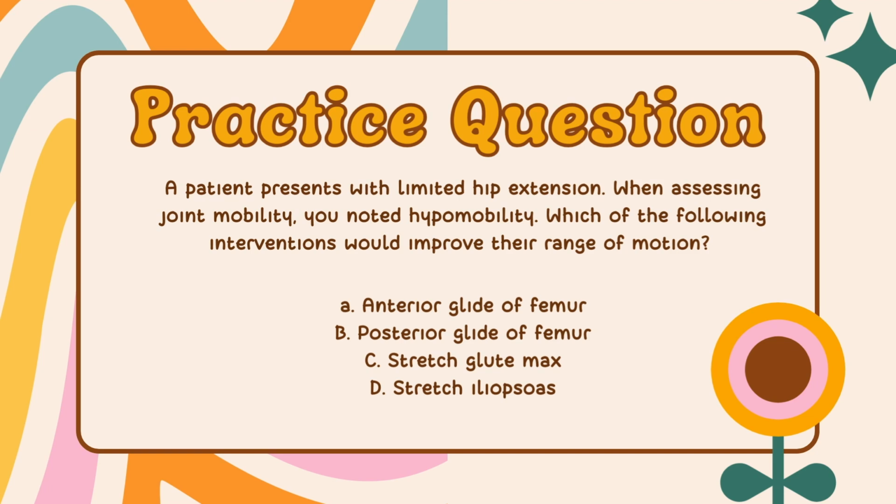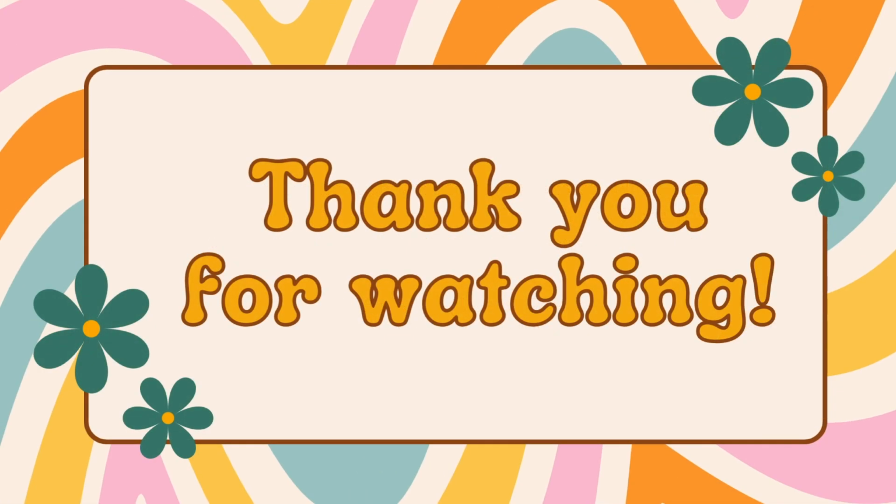So you can mark out C and D because it does not mention any kind of muscle length test. So we're probably going to pick between an anterior glide or posterior glide of the femur. So hip extension, that would be a roll posterior, glide anterior. So A is the best answer. Anterior glide of the femur would improve mobility at the hip joint and would increase hip extension.